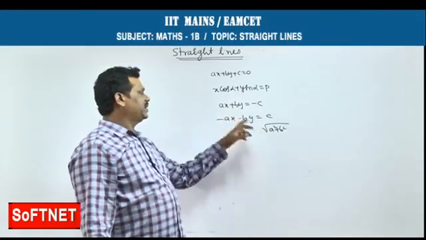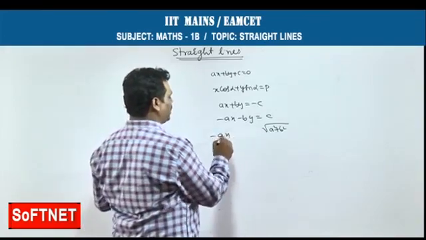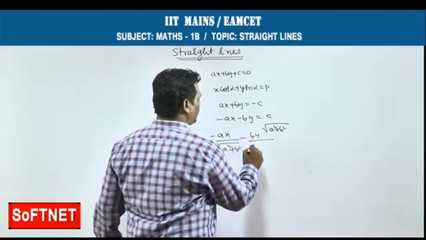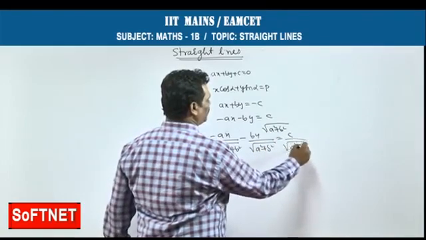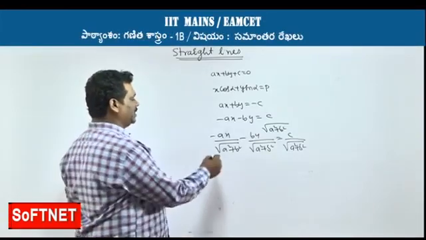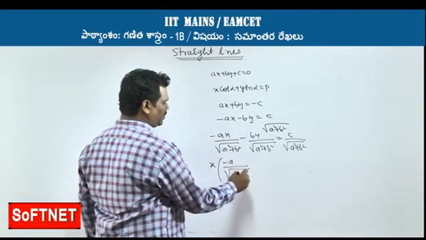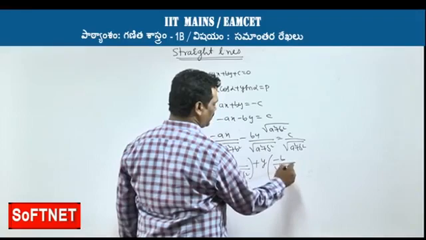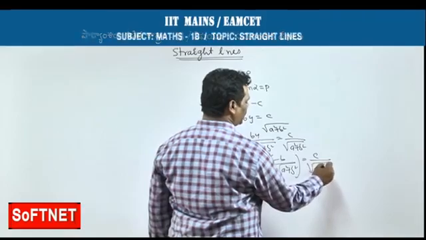What is a? The coefficient of x. What is b? The coefficient of y. Under root of a square plus b square. So here minus ax by under root of a square plus b square minus by by under root of a square plus b square equal to c by under root of a square plus b square. Dividing by root of a square plus b square on both sides, we get x into minus a by under root of a square plus b square plus y into minus b by under root of a square plus b square equal to c by under root of a square plus b square.